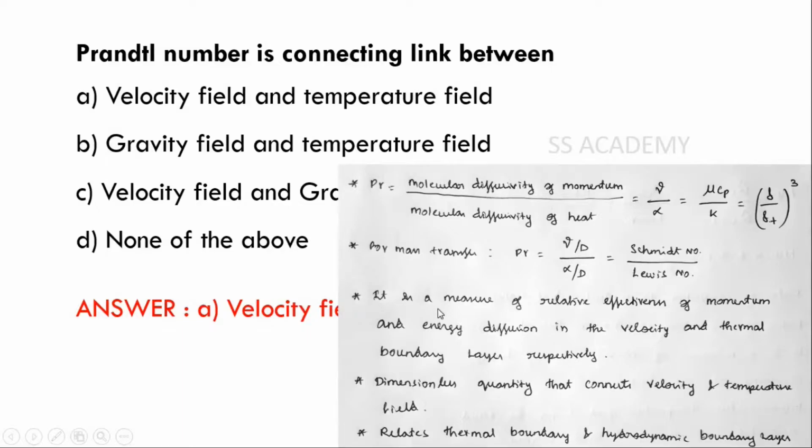In terms of definition, it is a measure of relative effectiveness of momentum and energy diffusion in the velocity and thermal boundary layer respectively, and it is a dimensionless quantity that connects velocity and temperature field. It relates thermal boundary layer and hydrodynamic boundary layer. So for this question, it is a very direct question. The Prandtl number is connecting link between what? Momentum and the heat. That's why it relates the velocity field and temperature field, so option A is correct.